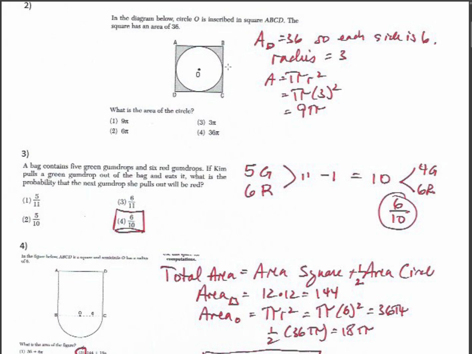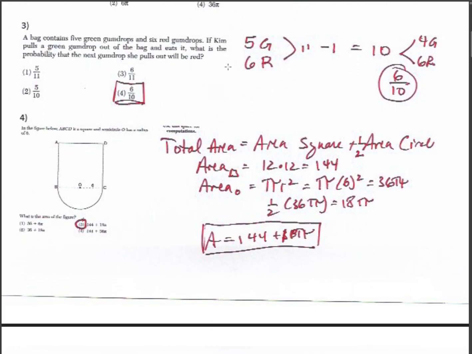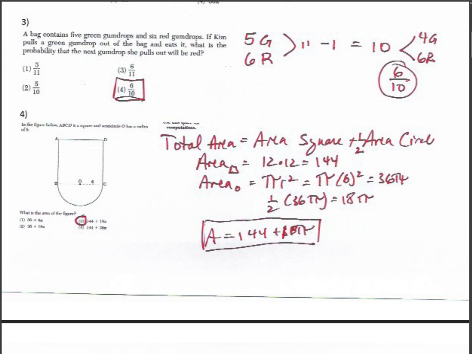And then there are some probability questions on the test. Number 3 says a bag contains 5 green gumdrops and 6 red gumdrops. Here they are, 5 green, 6 red, and that's a total of 11 gumdrops. But then Kim pulls out a green gumdrop and she just can't resist. She's got to chomp on that green gumdrop, so she takes it out of the bag and eats it. What's the probability the next gumdrop she pulls out will be red?